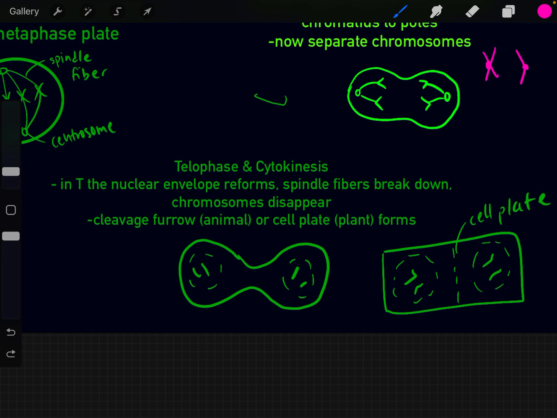So finally, you have telophase and cytokinesis. In telophase, the nuclear envelope reforms, spindle fibers break down, and chromosomes disappear. And in cytokinesis, that's when the cytoplasm divides. There's something called a cleavage furrow in animal cells that forms to help pinch a cell into two, or something called a cell plate in a plant cell forms to help divide a plant cell into two.